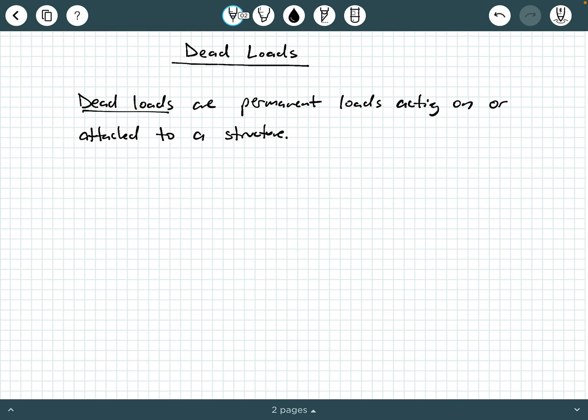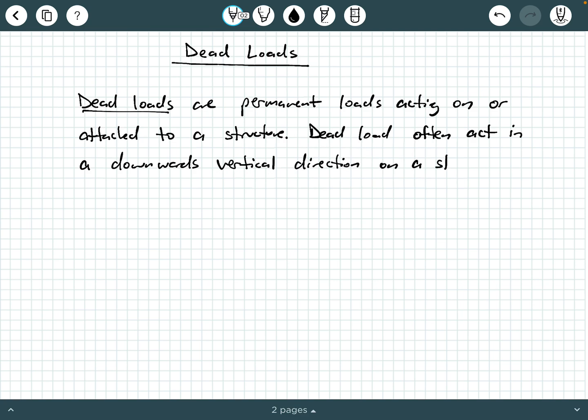Okay, now dead loads often act in a downwards vertical direction on a structure. Okay, we call the downwards vertical direction the gravity direction. So when we are thinking of dead loads, most often they're acting in a downwards vertical direction. Every now and then you may encounter a dead load that's acting in some other non-vertical direction.